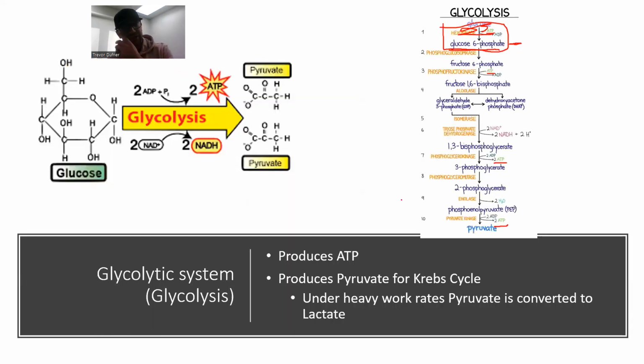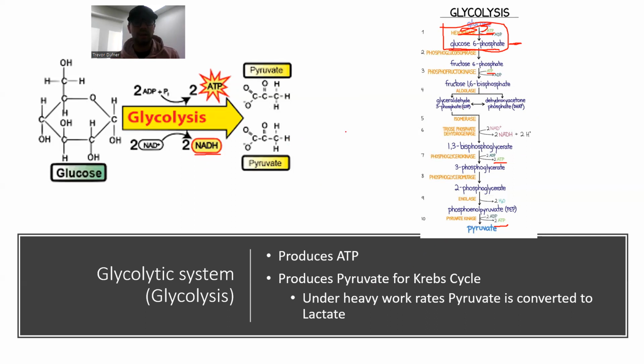Now we're looking at this reaction again, just so you can see what's going on, see all these moving parts, as well as understand what's going on with these high energy electron carriers. So these NADHs are also really important because these are going to go to the electron transport chain to help us produce ATP. So glycolysis produces ATP, and produces pyruvate for the Krebs cycle.